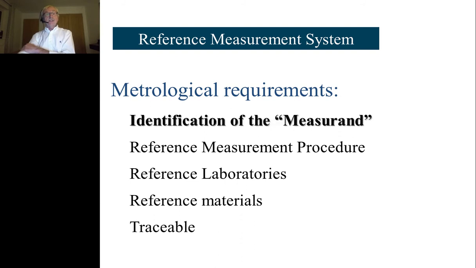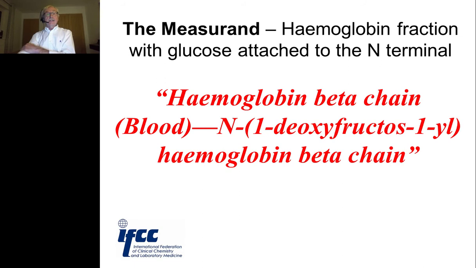So let's look at the measurand. We decided that we would measure hemoglobin that is glycated at the N-terminal valine. We would not include hemoglobin that was glycated at other parts of the molecule. And the IFCC committee on naming these compounds named it hemoglobin beta chain N-1-deoxyfructosyl-1-yl hemoglobin beta chain. A mouthful, you'll agree, but you can call it hemoglobin A1c.